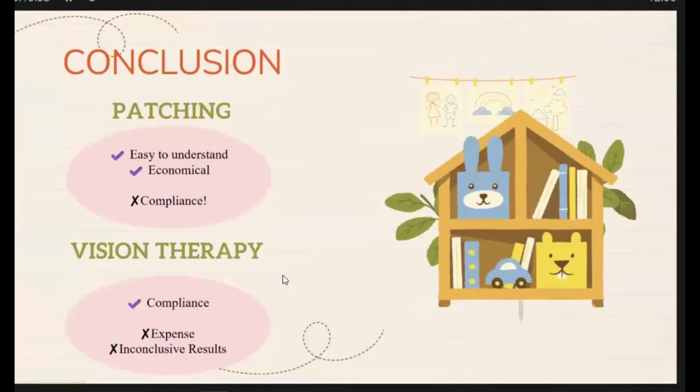Which is better? Patching is easy to understand and economical. For all these computer-based therapies, one should have a good Wi-Fi connection and a good laptop system. Everything is necessary for computer-based therapy. If the parents can afford it, we can give it. Again, compliance: with computer-based therapy compliance is better, but it is expensive.